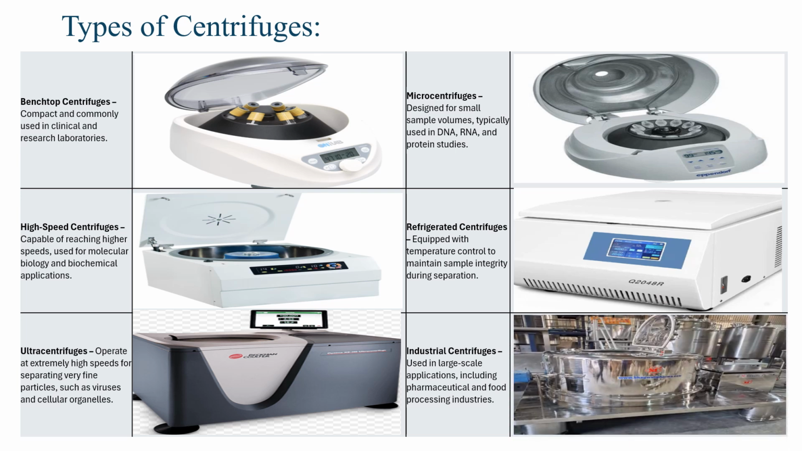Next one is the industrial centrifuge. These are used in large scale applications, which include the pharmaceutical and food processing industries, because they enable high capacity separation of liquids and solids, ensuring efficiency in manufacturing and production processes. So these are overall the different types of centrifuges, right?